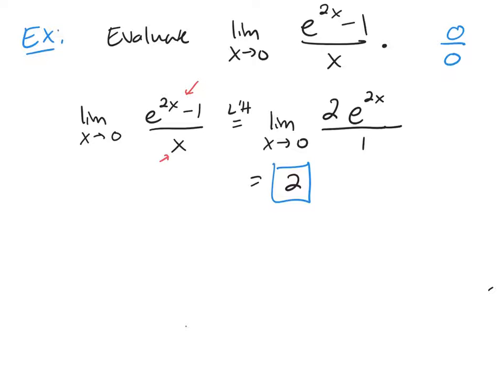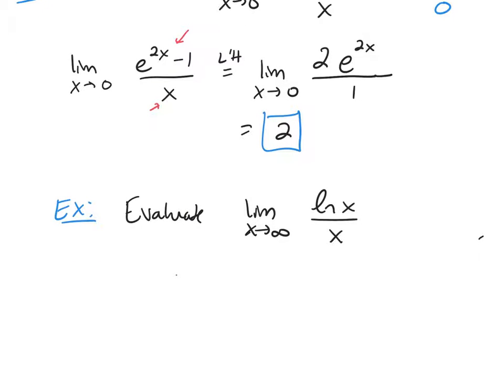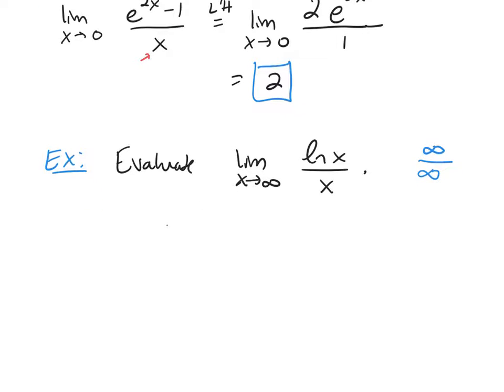All right, let's look at another example here. Evaluate the limit as x goes to infinity, ln of x over x. If I look at this limit as x goes to infinity, the numerator is going to get larger. It's going to go to infinity. And the denominator is also going to go to infinity. So I get infinity over infinity, which means I can use L'Hopital's rule here.